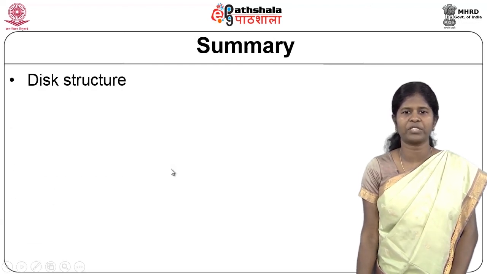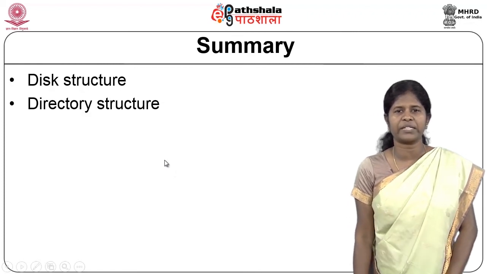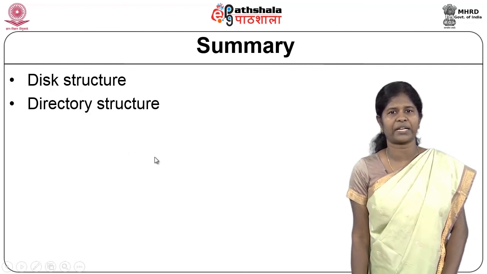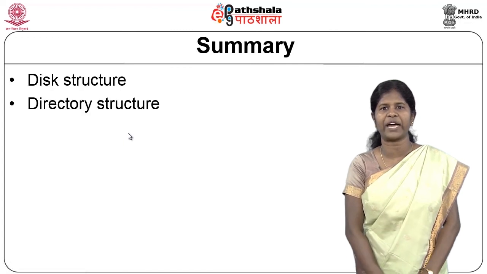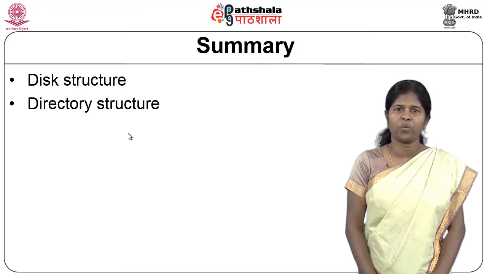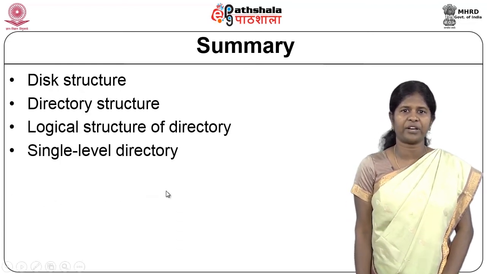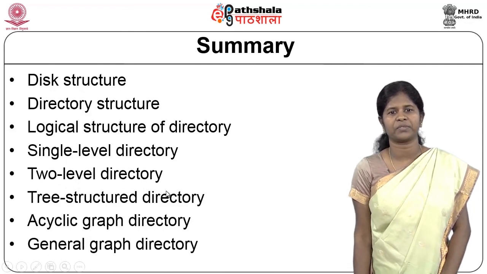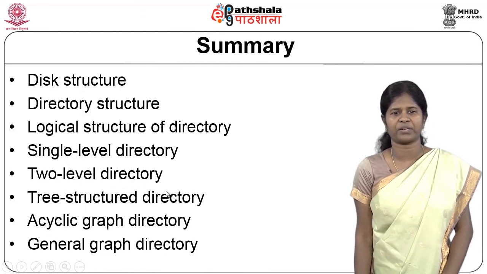So, the summary for this class is that we saw the structure of a disk. The disk can have partitions, volumes, and so on, and you also maintain directory structures. There are different types of directory structures: one level directory, two level directory, later evolved into tree structure directory, acyclic graph structure directory, and then a general graph directory. So, we saw different logical structures of directories.